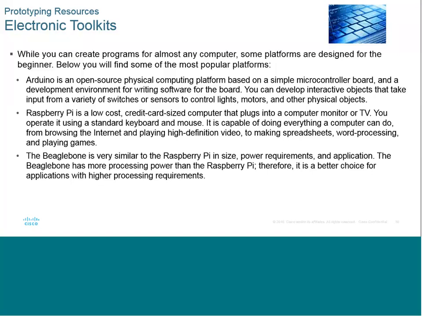Also, BeagleBone is very similar to the Raspberry Pi in size, power requirements, and application. What is the difference? It has more processing power than the Raspberry Pi. Therefore, it is a better choice for applications with higher processing requirements. If you have a higher processing requirement, then instead of a Raspberry Pi, you can use the BeagleBone.